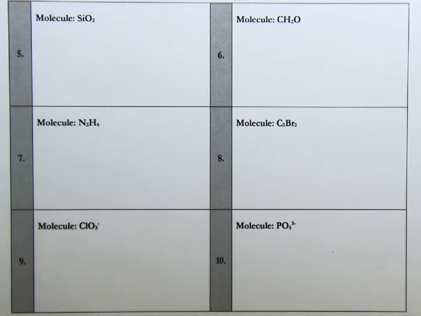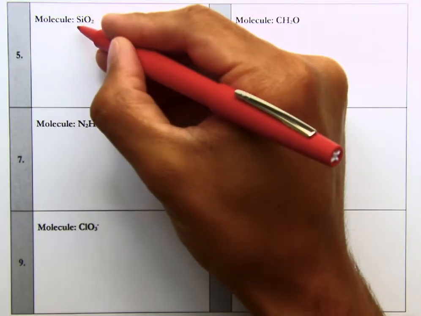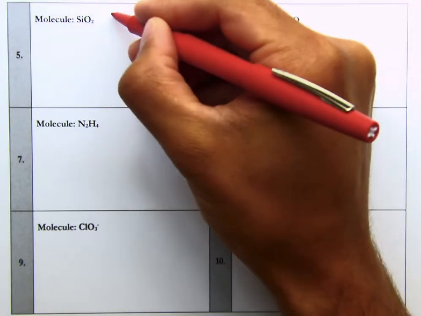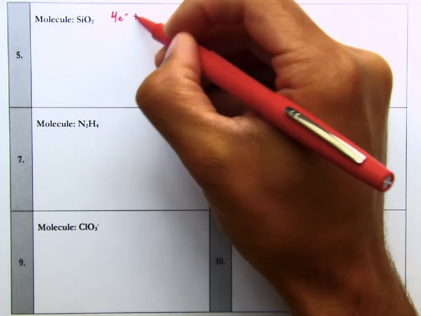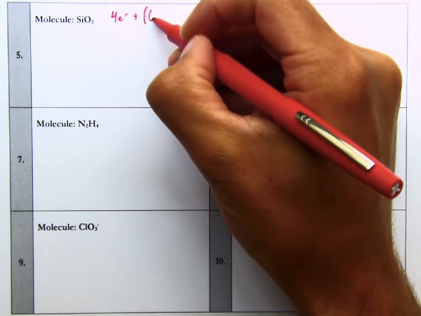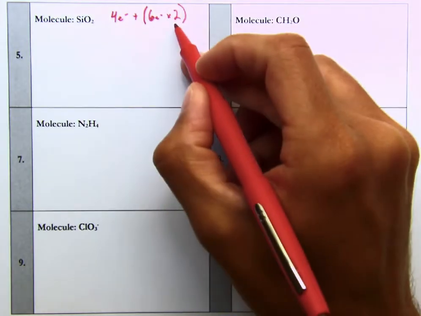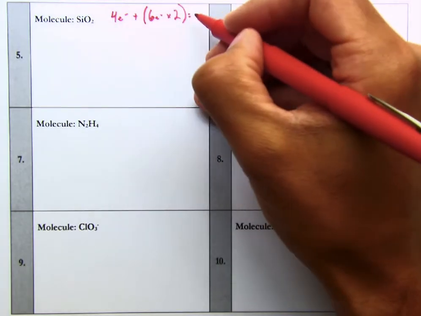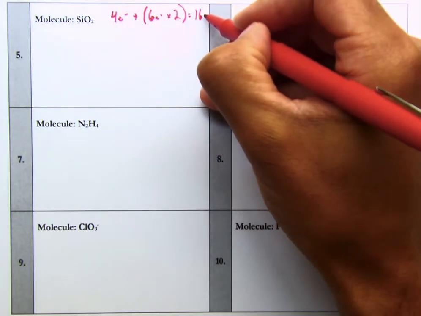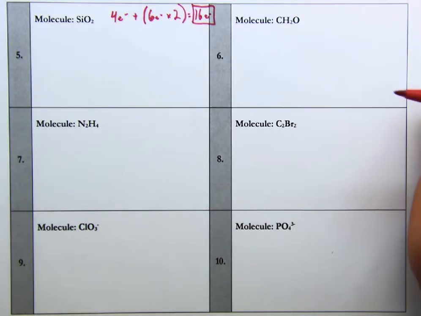Okay, here we go. Step 1, count the total number of valence electrons. So, Si is in column 4A, so it has 4 valence electrons. And oxygen is in column 6A, so it has 6 valence electrons, and we have 2 of them. So 6 times 2 is 12, plus 4, that's 16 electrons, valence electrons, 16 of them.